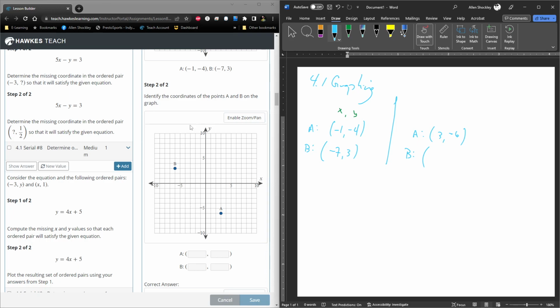For B, again, we're always going to look at our x first and then our y, so our left and right, then our up and down. So for our x, we're going to go negative 5, negative 6. And then our y coordinate of B is 1, 2, 3. There you go.